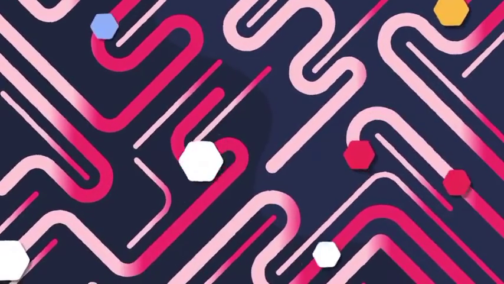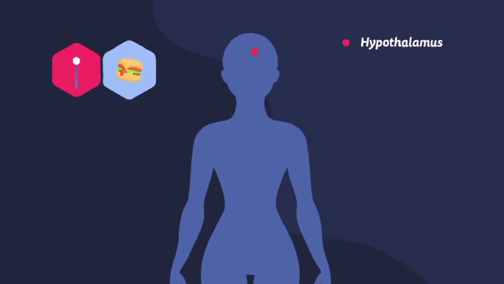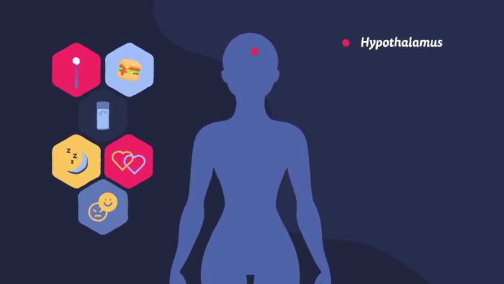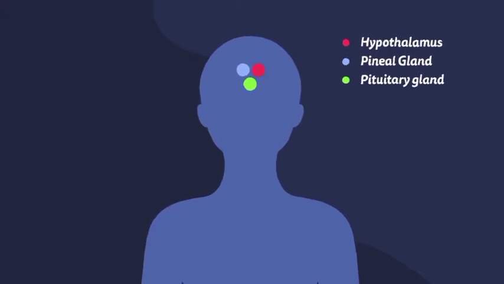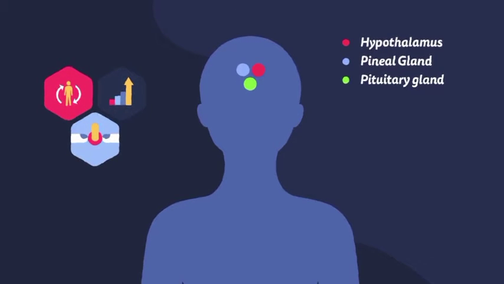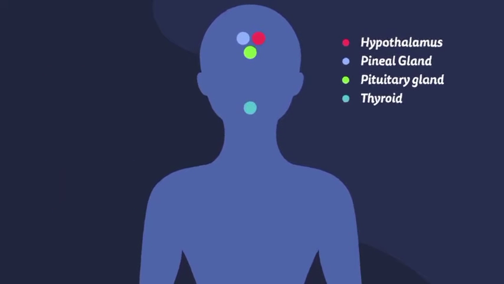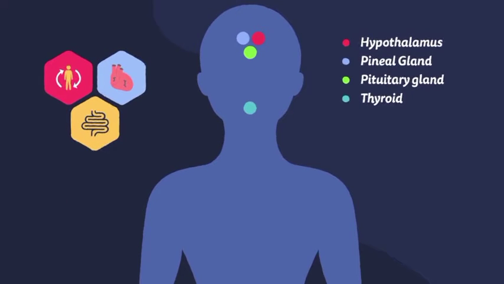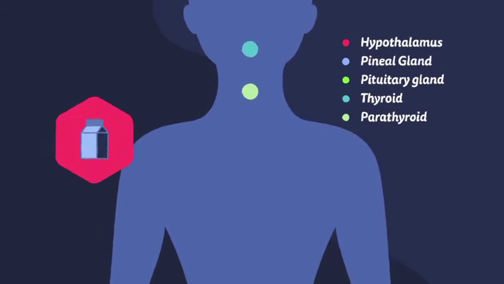Hormones are tiny, single-molecule messengers, which take messages to other parts of the body when released into the bloodstream. They are produced and released by endocrine glands. The hypothalamus regulates body temperature, hunger, thirst, sleep, sex drive, and moods, and it controls the release of hormones from other glands in the body. The pineal gland regulates sleep. The pituitary gland controls metabolism, growth, when you go through puberty, reproduction, blood pressure, and much more. The thyroid produces hormones which regulate the body's metabolic rate, heart and digestive functions, muscle control, brain development, and bone maintenance. The parathyroid regulates calcium levels in the body.